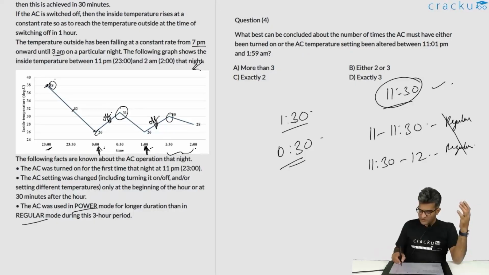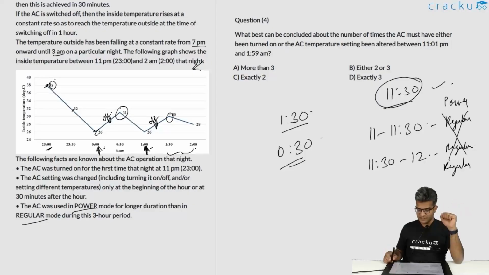Because regular is not part of 2 half an hours. Regular is either part of 0 half an hours or 1 half an hour. So both of them cannot be regular, at least one of them is power. In the case where one of them is power and one of them is regular, say either like this or the other way around, then definitely the AC settings have been changed at 11:30 p.m.